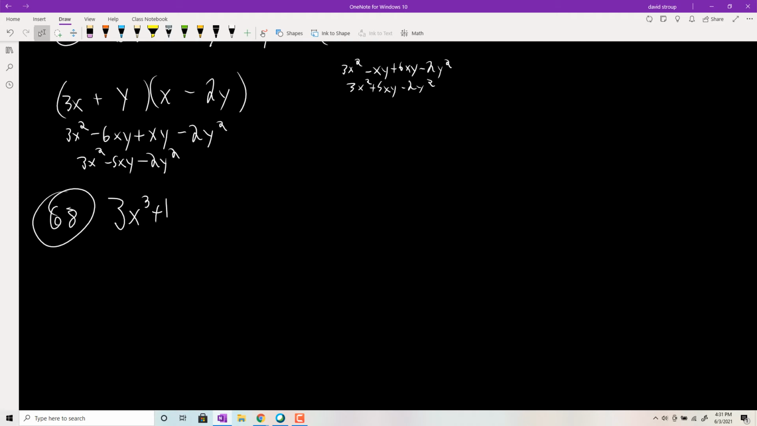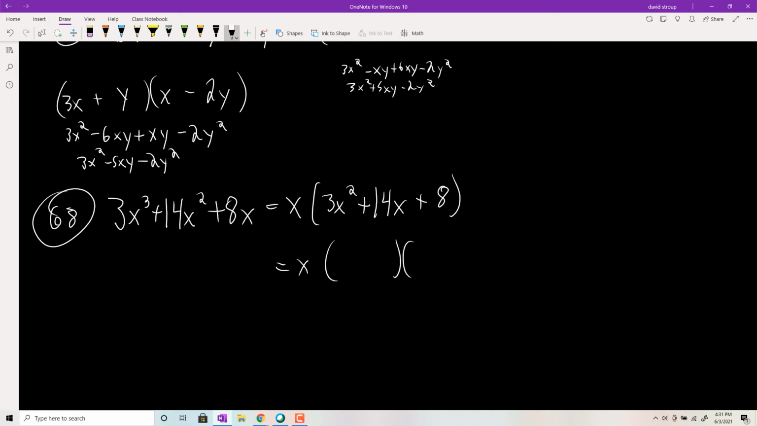68, 3x cubed plus 14x squared plus 8x. Again, the cardinal rule for these is you're always on the lookout for GCF. And once you identify that, factor it out. So in this case, it's not even a 3, it's just an x we have to factor out. And so x, and then we get 3x squared plus 14x plus 8. And then our trial and error begins.